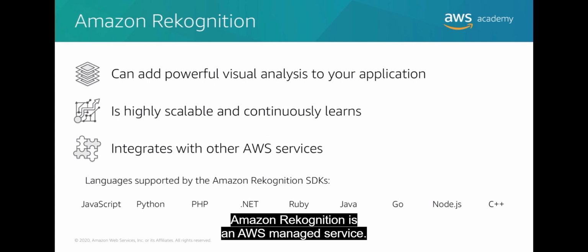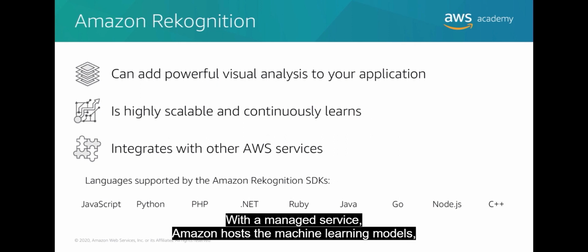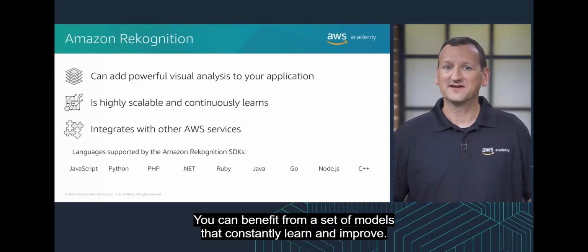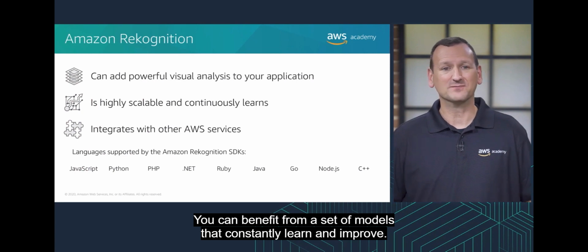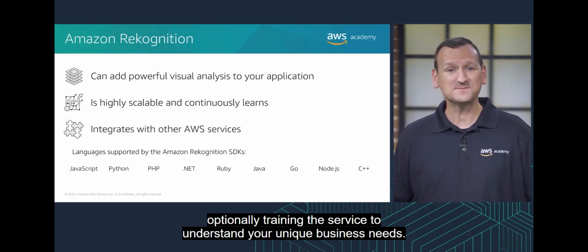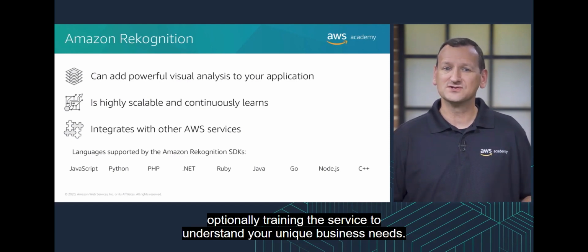Amazon Rekognition is an AWS managed service. With a managed service, Amazon hosts the machine learning models, maintains an API, and scales out to meet demand for you. You can benefit from a set of models that constantly learn and improve. Also, you can focus on building applications that use the API and optionally training the service to understand your unique business needs.